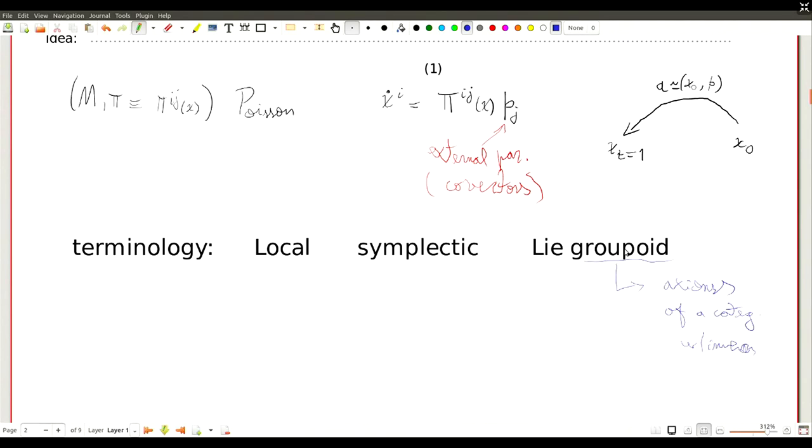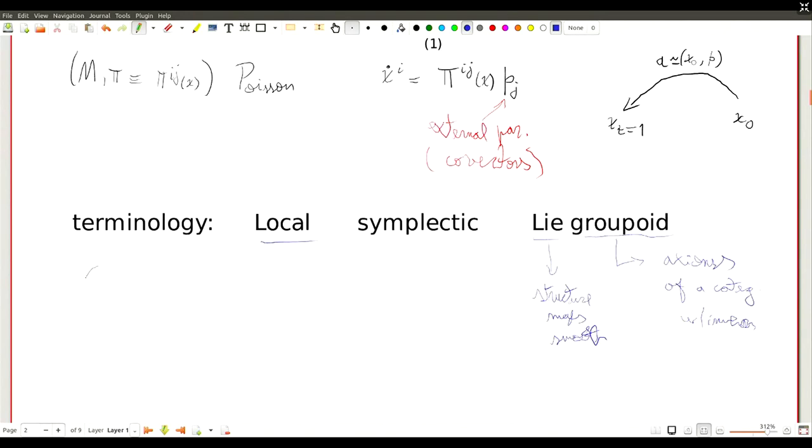This is an algebraic type of structure. Then the Lie modifier means that the set of all possible arrows and the set of all possible objects are manifolds and all the structure maps are smooth. Let me say something about this local.